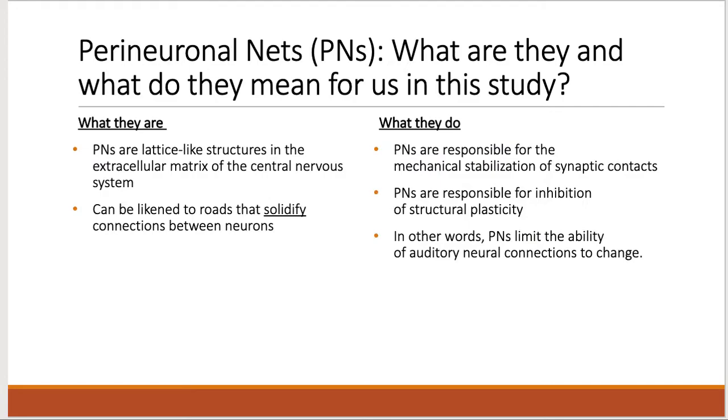So perineuronal nets, what are they and what do they do? As mentioned previously, PNs are lattice-like structures that surround neurons. They make up about 10 to 20% of the brain volume, and they can be likened to rows that solidify or contain connections between neurons. Because of this, they are critical for the mechanical stabilization of synaptic contacts and the inhibition of structural plasticity, among other things.